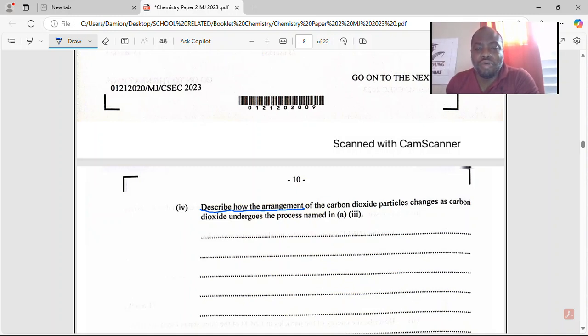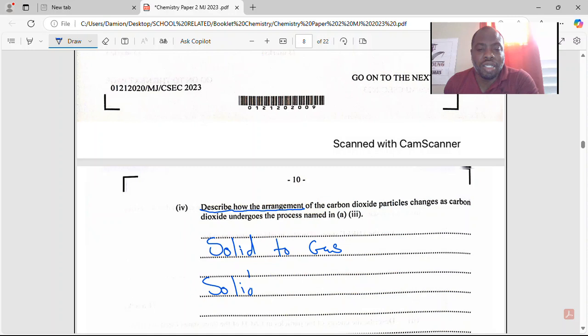If you notice what they're doing, they're really testing your knowledge. You remember that table that teachers normally give to you? We give you the different properties and compare how the volume is, how the shape, the arrangement, all of that. So that is what they're testing you on. The first thing they test is to see if you know the process. You should know that it's moving from a solid to a gas without passing through the liquid state.